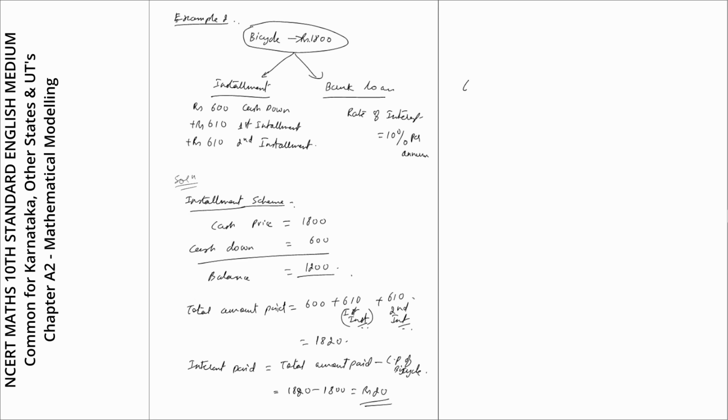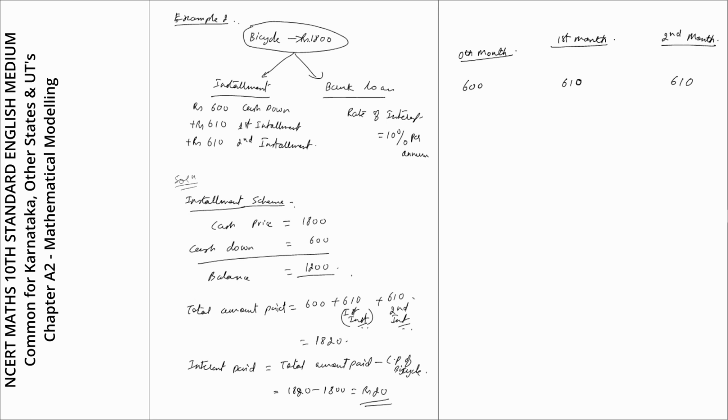So Juhi pays 600 initially, that is cash down payment, and she pays 610 in the first installment and 610 in the last installment, that is second installment. Okay, so when she is paying 600 rupees as cash down payment, I'll call that the 0th month. And when she is paying 610 rupees, I'll call that the first month, and when she is paying 610 rupees the second installment, I'll call that the second month.